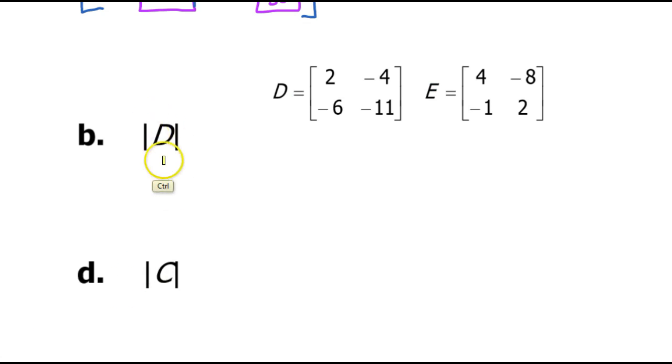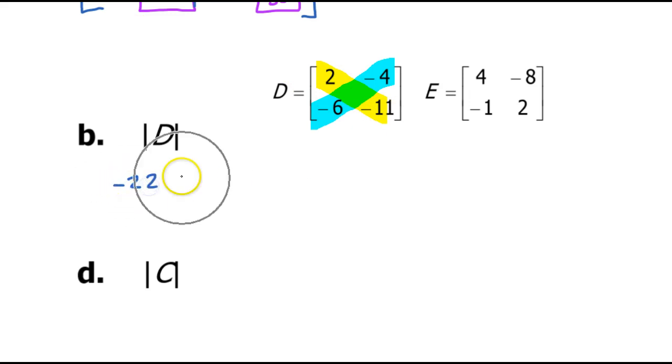So next we need to do the determinant of matrix D. Again, that's just going to be down diagonal minus up diagonal. So in this case, the down diagonal is negative 22, and then minus the up diagonal, which is 24. So that's going to be a negative 46.